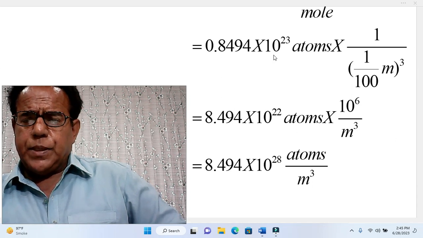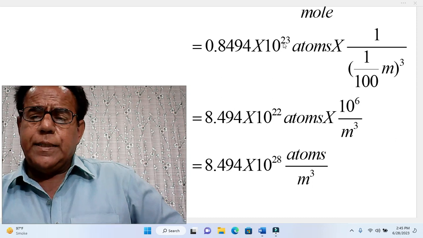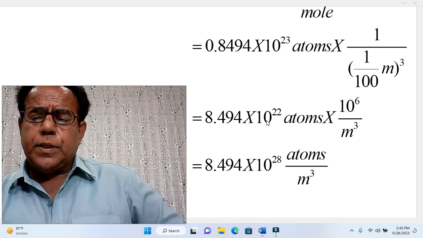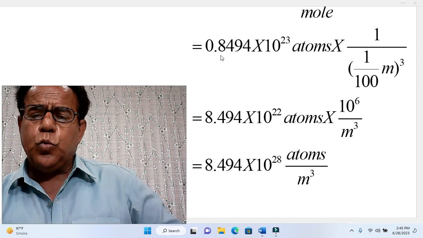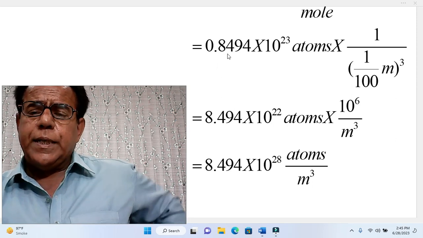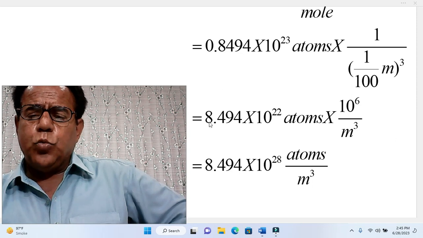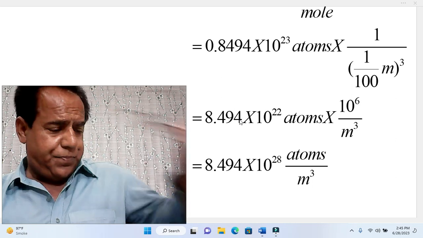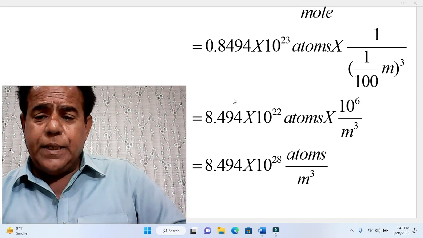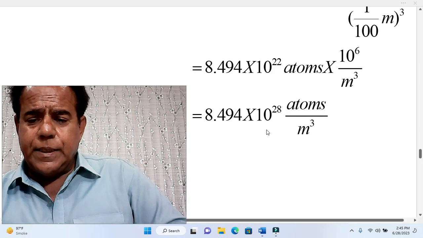Here, students, we have converted this 10 to the power 23 into 10 to the power 22, and hence we will have to change this to 0.8494 into 8.494. That is to say, 10 raised to the power 1 will be adjusted in this way.